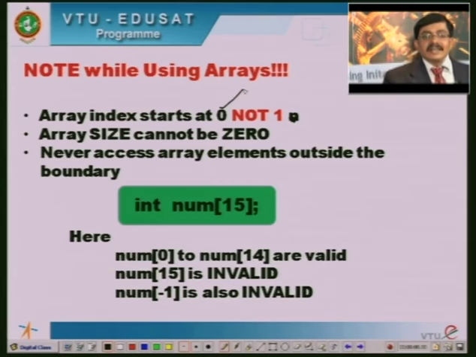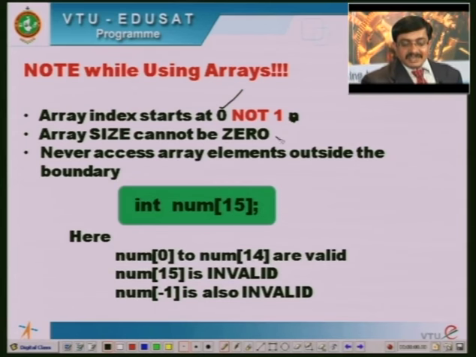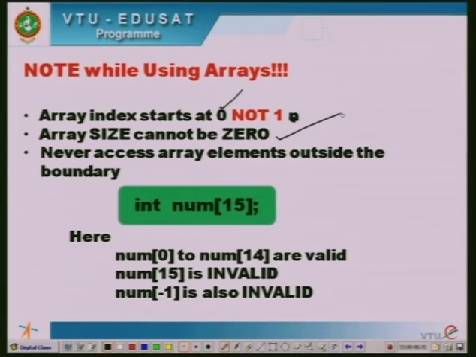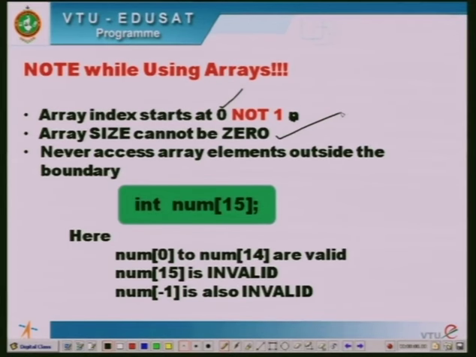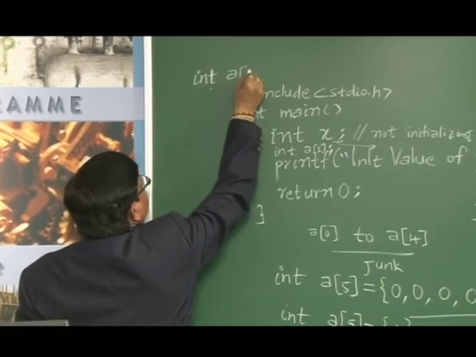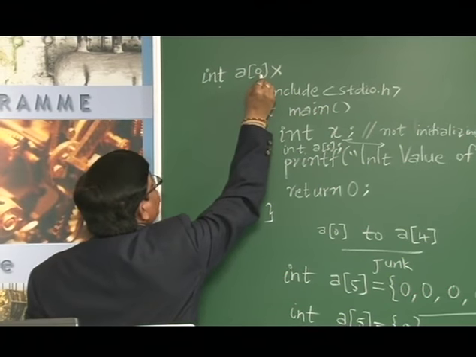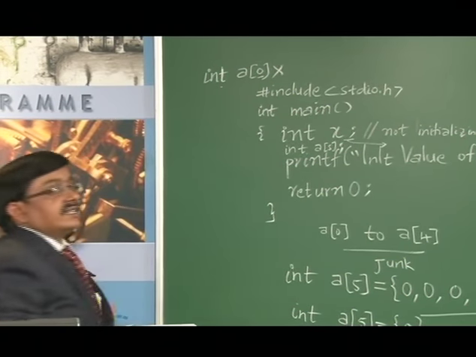Now, array size cannot be 0. It is not possible to declare an array with size 0. When the array size is 0, the number of bytes to be allocated will be 0 and we cannot store any data there. So, for example, if I have a declaration like int a of 0, this is an invalid declaration. Here at least I should mention one integer value.